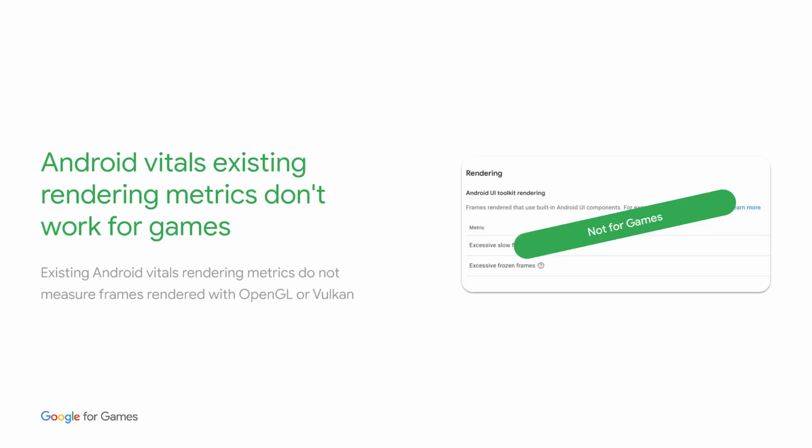Android Vitals has reported on frame rate metrics for years, but these metrics only show rates for frames rendered using the Android UI toolkit. If you go to the Vitals overview today, you'll see a section called Android UI Toolkit with metrics for slow frames and frozen frames, with an explanation of the scope. Given that games typically use OpenGL or Vulkan, I expect most of you have not found these metrics relevant and have needed to invest in your own solutions for monitoring this critical metric.